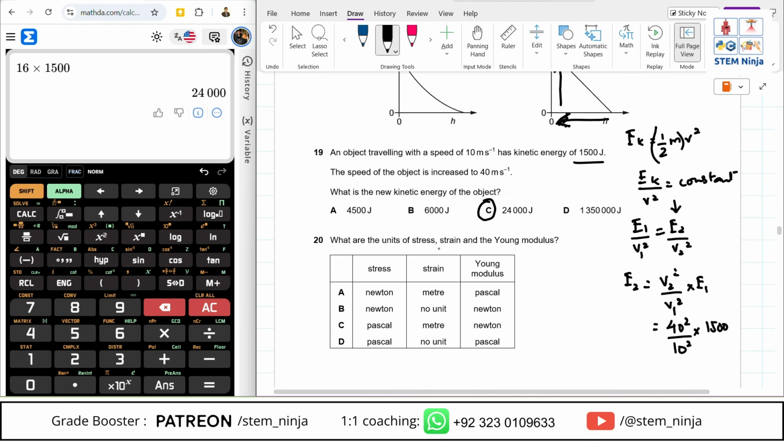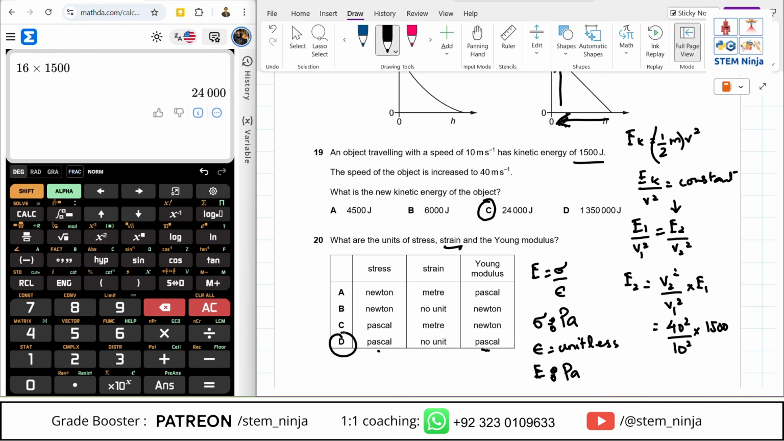What are the units of stress, strain, and Young modulus? Strain is unitless. Young modulus is stress over strain. Stress has pascals. Strain is unitless or dimensionless. So E, the Young modulus, will have the same units as the stress, which is pascals. So Pascal, no unit, Pascal, that is D.